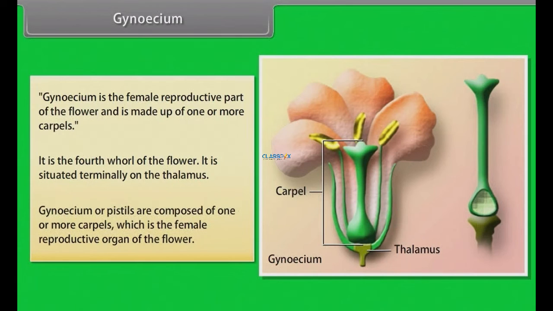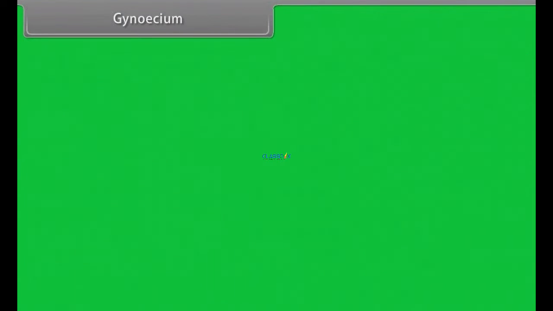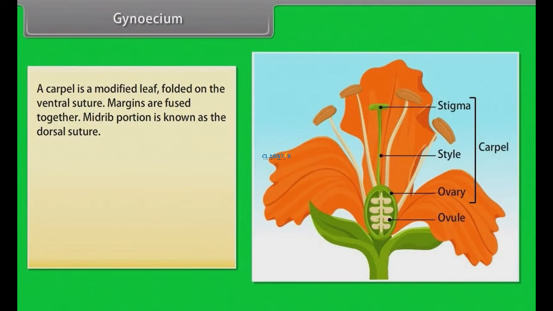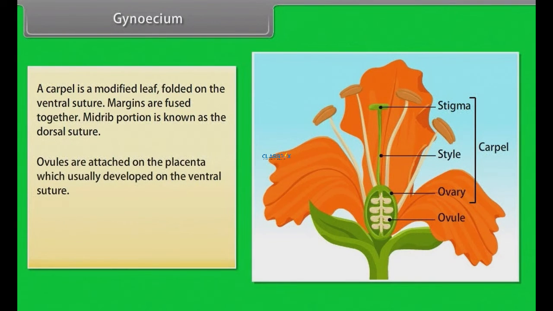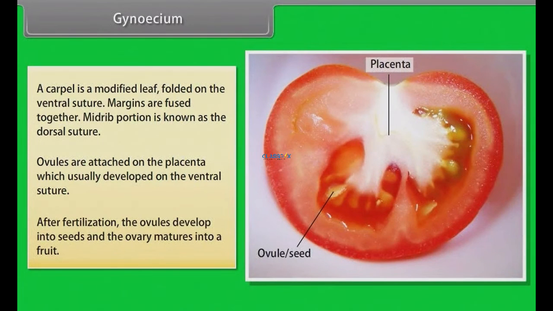Gynoecium or pistil is composed of 1 or more carpels, which is the female reproductive organ of the flower. A carpel is a modified leaf folded on the ventral suture. Margins are fused together. The midrib portion is known as the dorsal suture. Ovules are attached on the placenta, which usually develops on the ventral suture. After fertilization, the ovules develop into seeds and the ovary matures into a fruit.